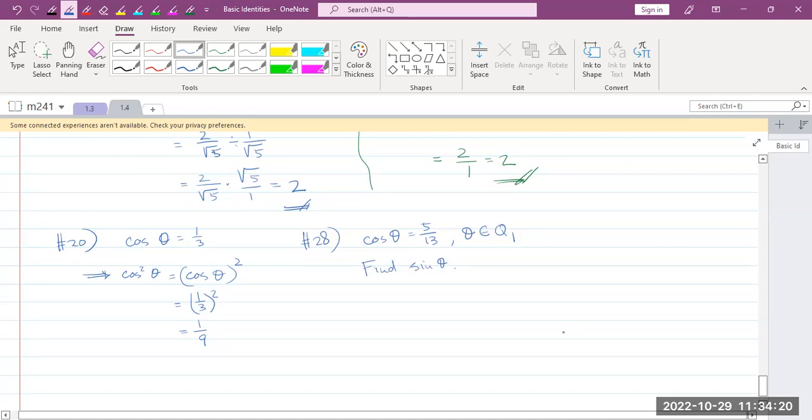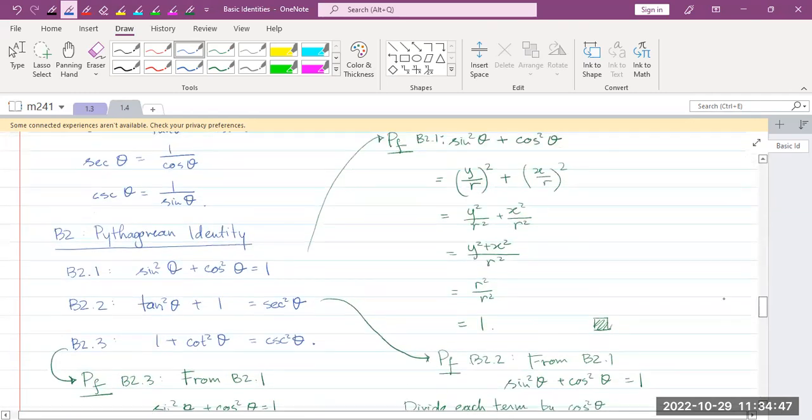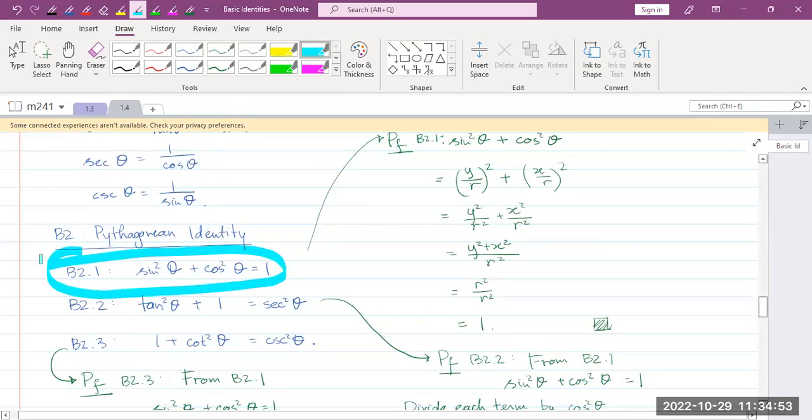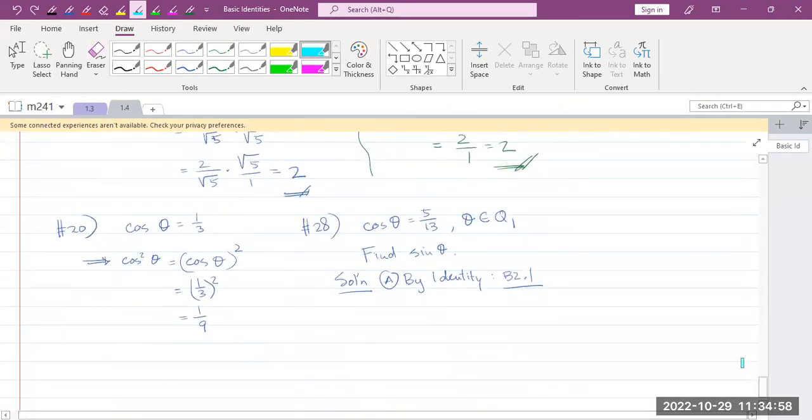Now, in the context of this section, I will use the identity. Okay, so solution, first way, by the identity that we learned above. What relates sine and cosine? That's actually identity B22. I'm sorry, B21. B21, let's take a look. This is B21. This relates sine and cosine. I will use that to solve.